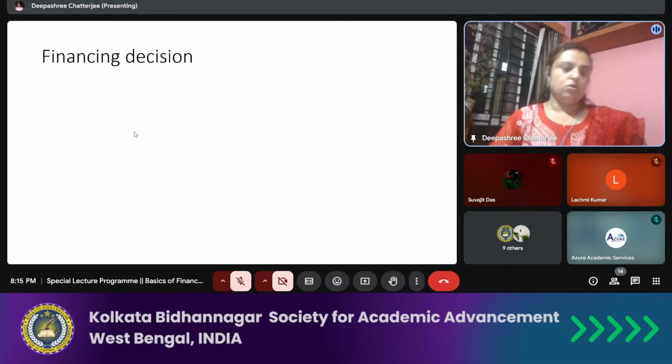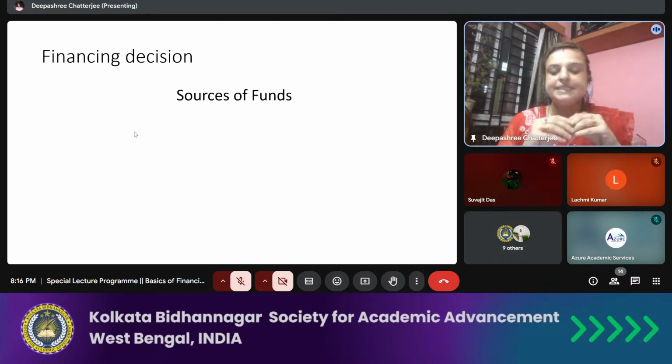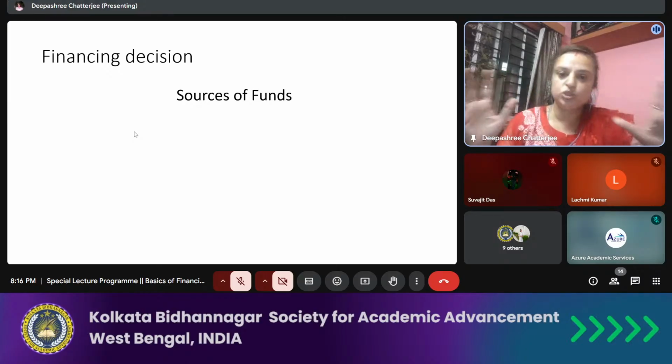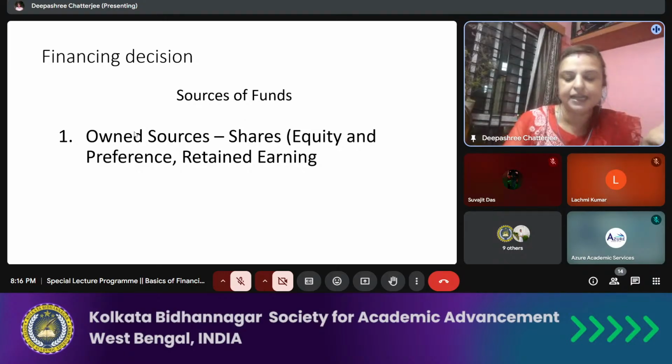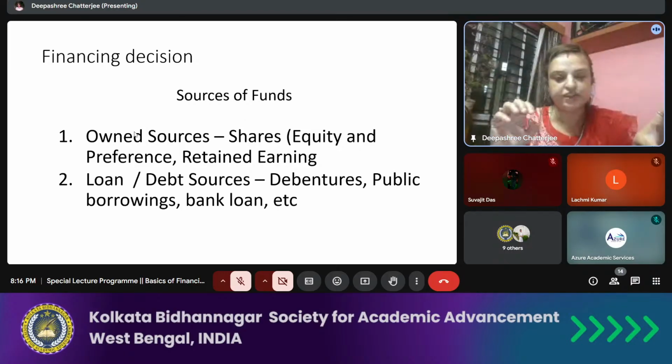Now coming to the first point, that is the financing decision. What will we have to decide? We will have to decide on the sources of funds. Now, there are majorly two sources of funds. One is the owned source and another is the loan source of funds, right?